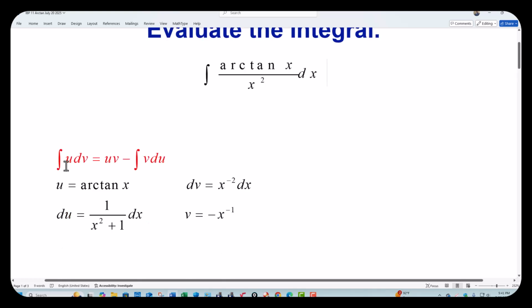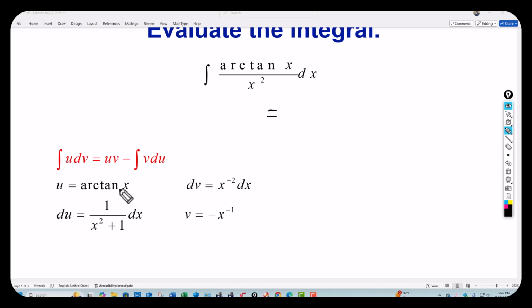There's your formula. The integral of u dv is always equal to the product of u and v. We select the u to be something we can differentiate, and the v, or dv, something we can integrate. And then we find the v, and then the product of those two is the first part of the answer. And then we have minus the integral of whatever we get for v du. And we're hoping this integral that we get here in the formula is easy to integrate.